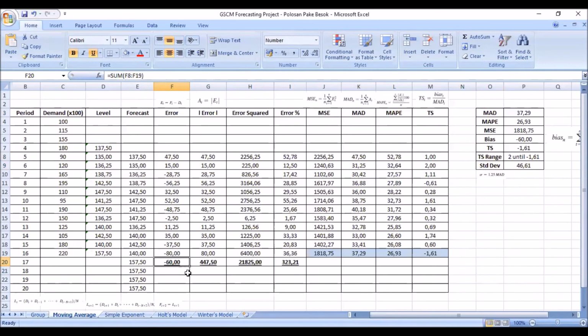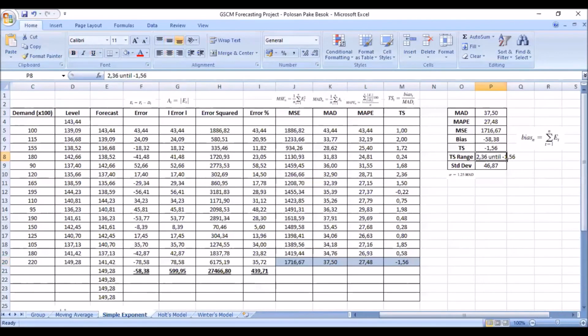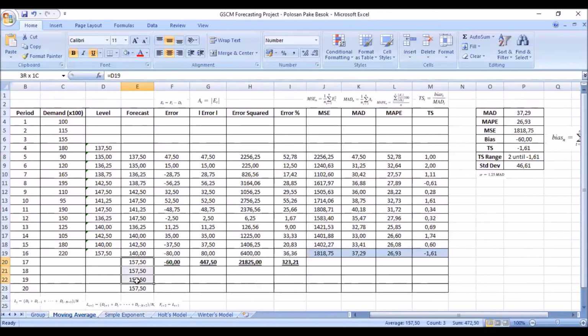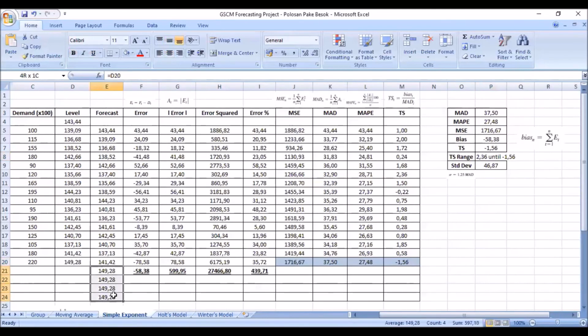And the TS is also better in simple exponential, it's lower and it has a better range than the moving average. But the last four forecasts of the simple exponential and moving average aren't as reliable or as accurate as the Holt or Winters, but still, they can be used as a standard base number to forecast the upcoming demand. So they can maybe serve as a number that they can use as a basis.